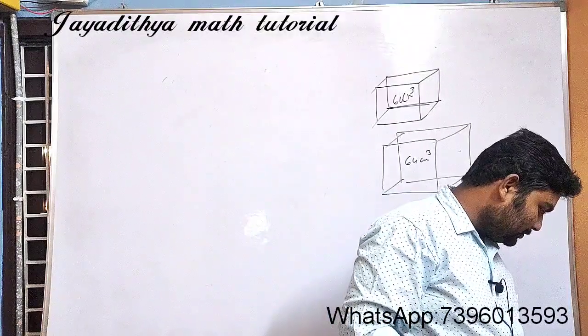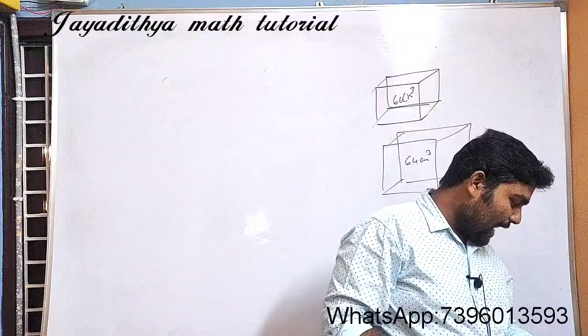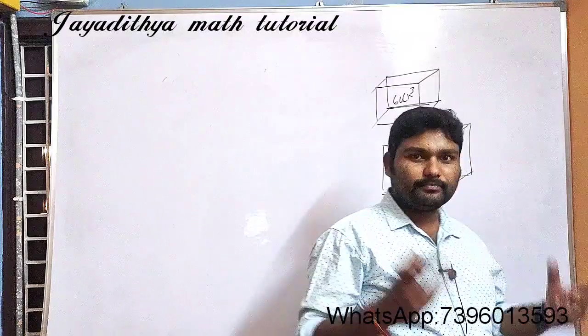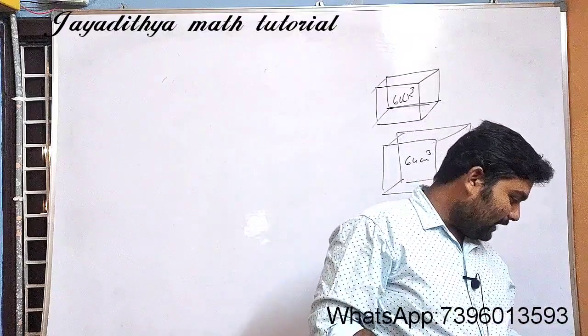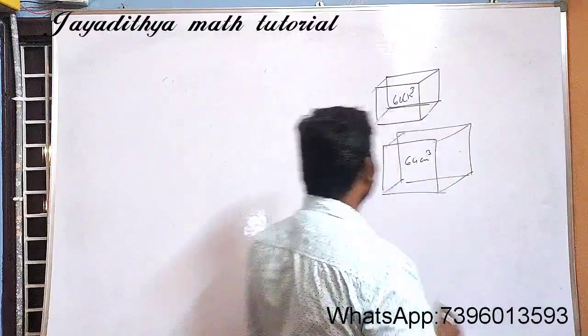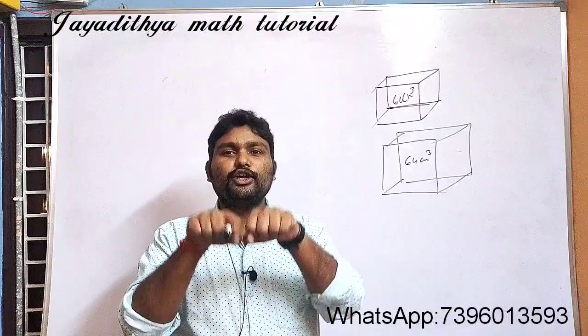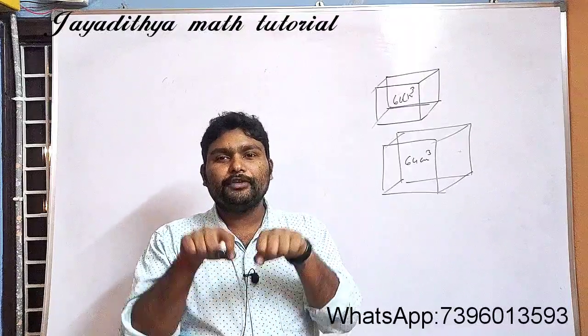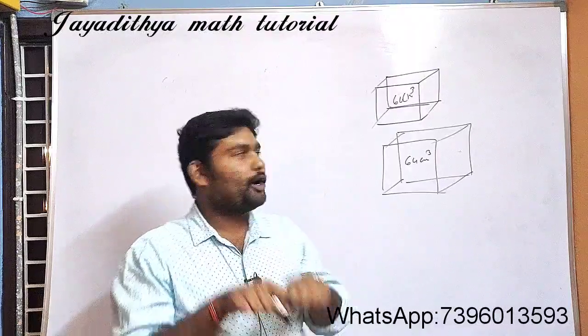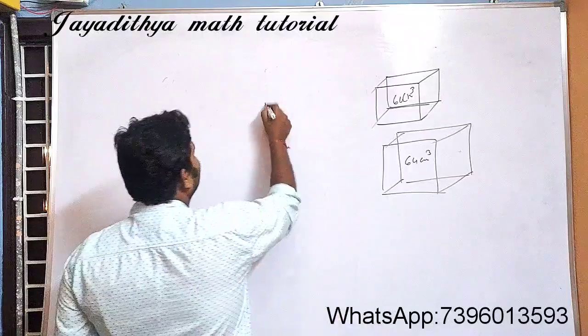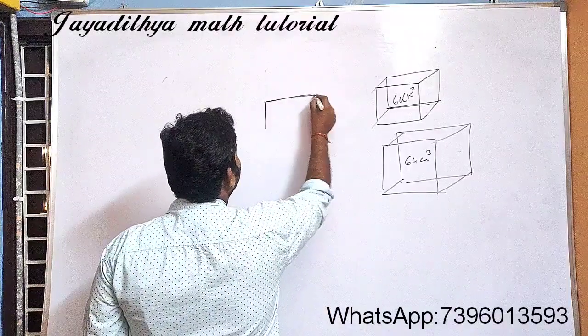Let me read the question. Two cubes, each of volume 64 centimeter cube, are joined end to end together. That means one by one. Find the surface area of the resulting solid. So if you place two cubes like this, Nana, which figure will you be forming? You will be getting a cuboid. You will be getting a cuboid. So the figure you will get like this.